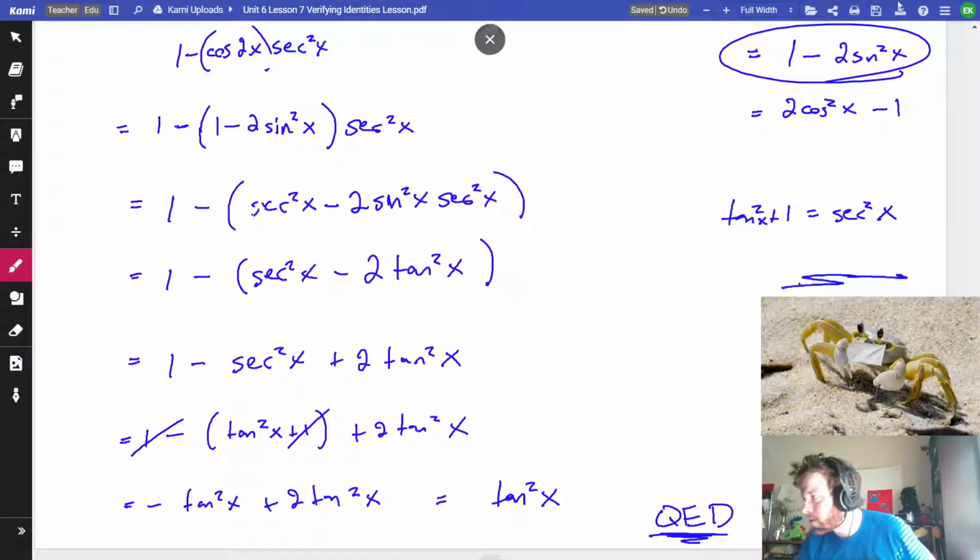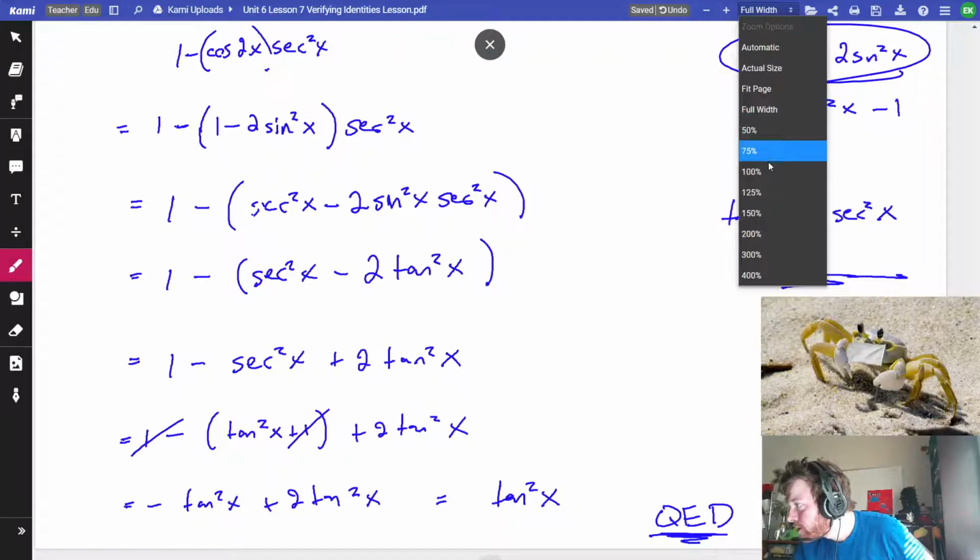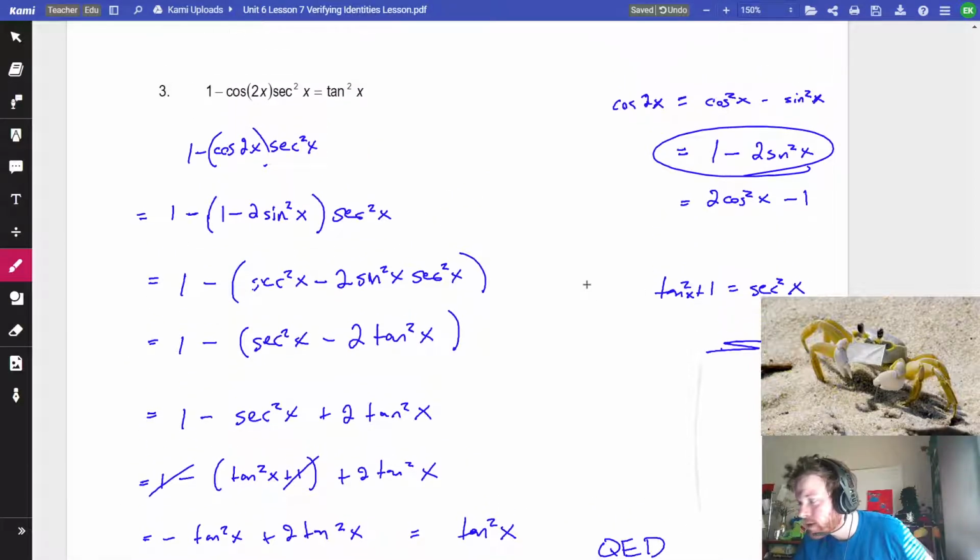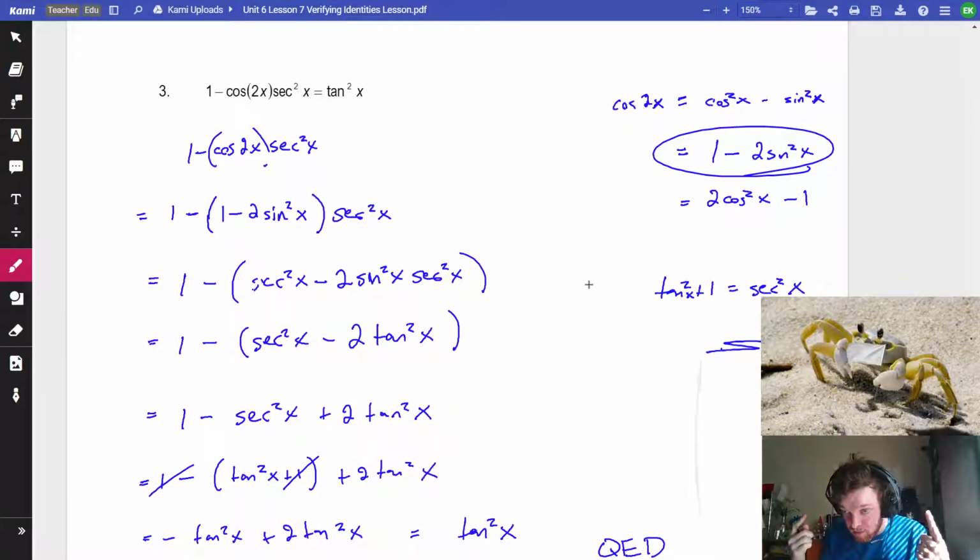That one was a lot more intense. Let me zoom out to like 150 so I can get the whole thing on the page. Boom. We used our cosine double angle formula. This kind of looks like a Pythagorean identity. It's not. Well, I guess we kind of used it here. Pythagorean identities were used a lot in this problem. All right, but we used our double angle formula.